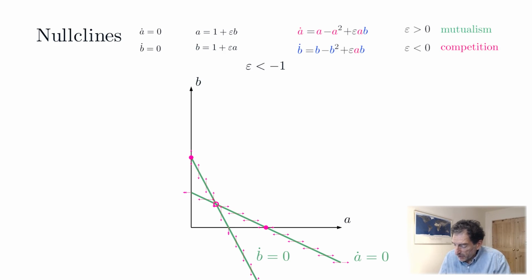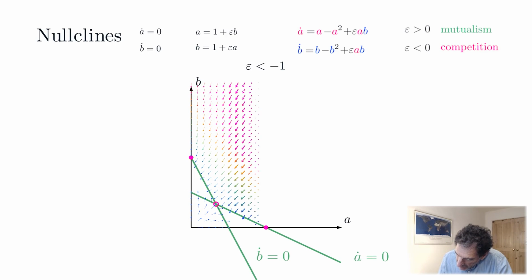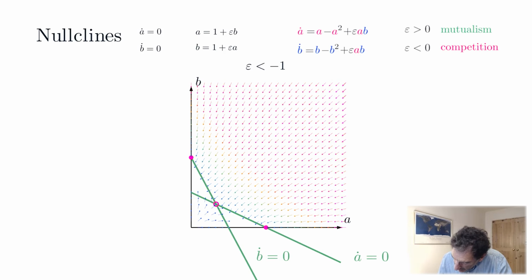Let's now look at the flow in each of the four quadrants defined by the intersection of these nullclines to figure out what the global flow looks like. Below both nullclines, the flow is up and to the right. To the upper right here, the flow is down and to the left. In this little wedge, the flow is down and to the right. And in this little wedge, the flow is left and upward.